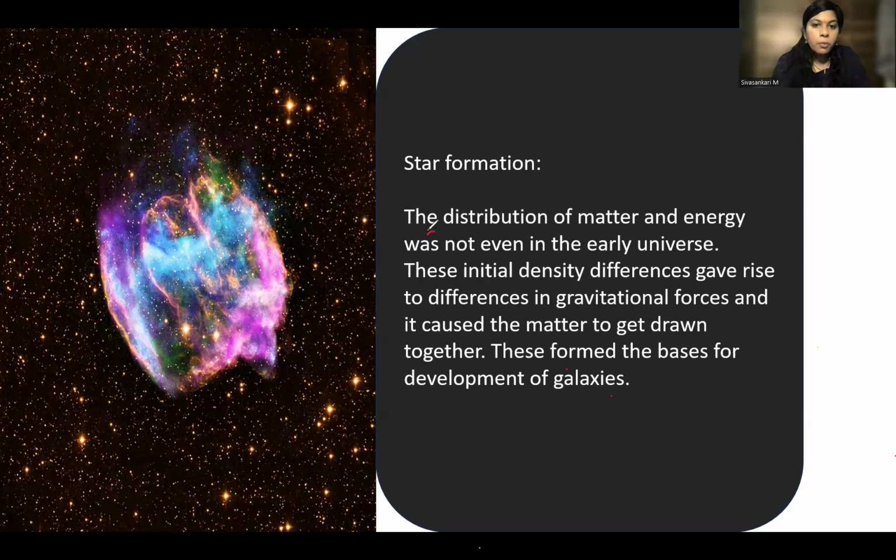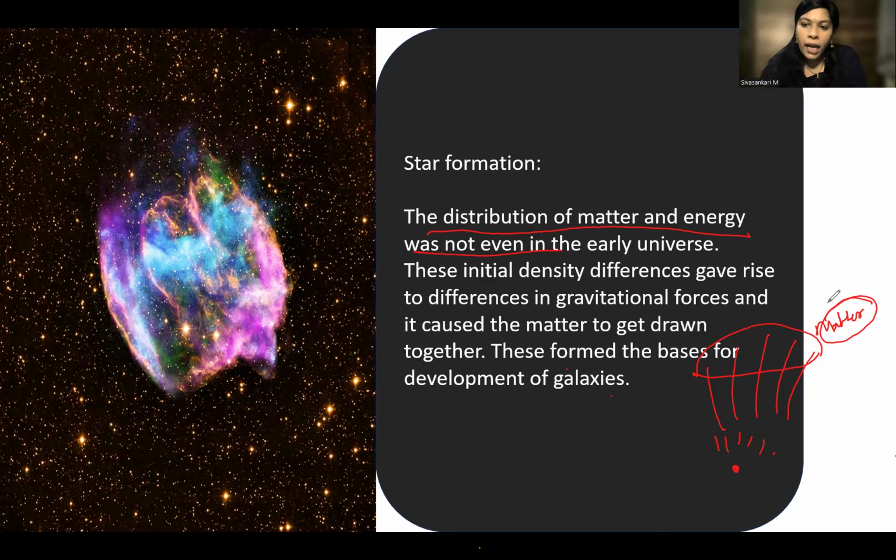See this. The distribution of matter and energy was not even. I told you, the atom exploded like this. When it exploded, it started distributing energy outside. This energy led to the formation of matter and atoms. We said that, atom, then comes the matter. So this distribution of matter and energy is not even in the universe.